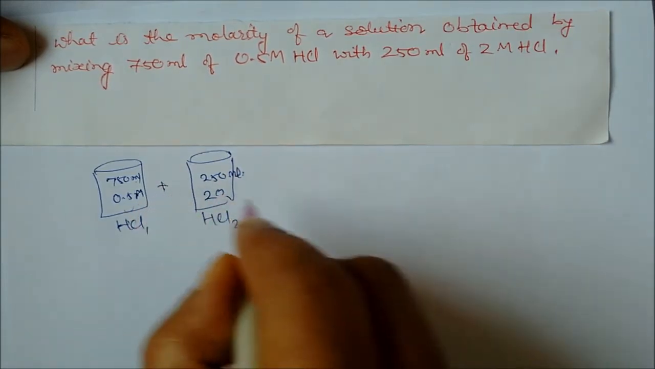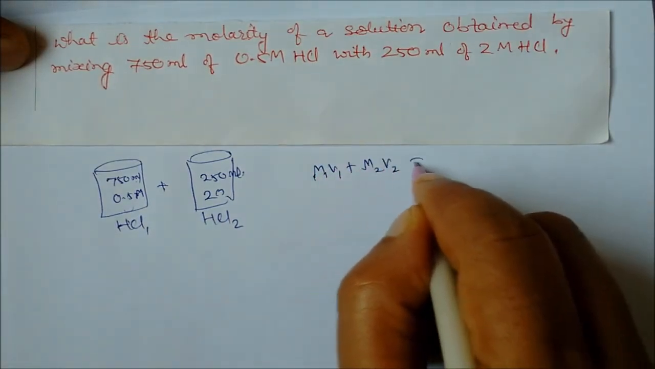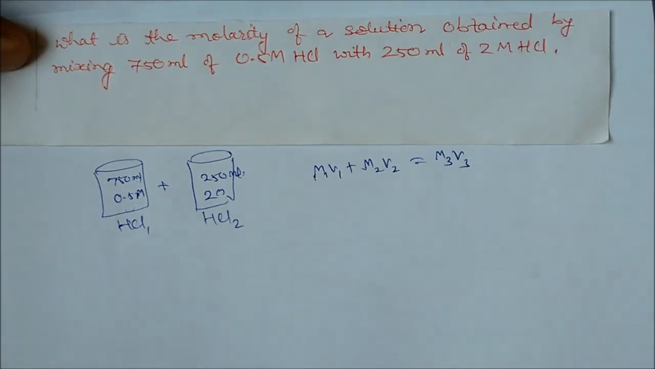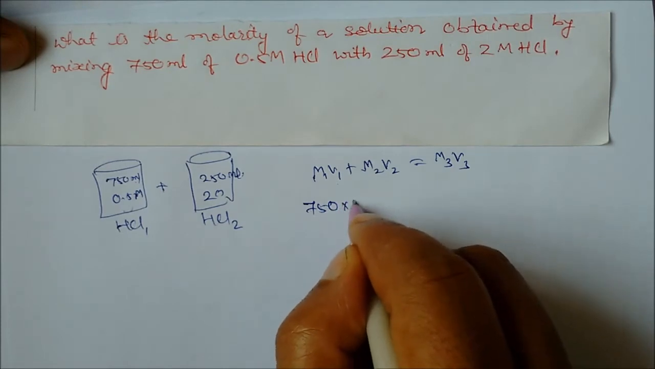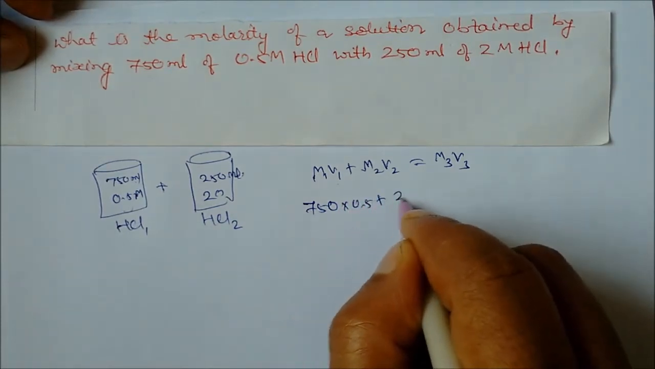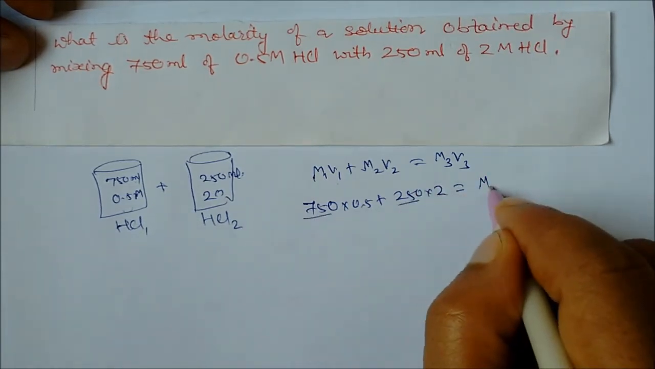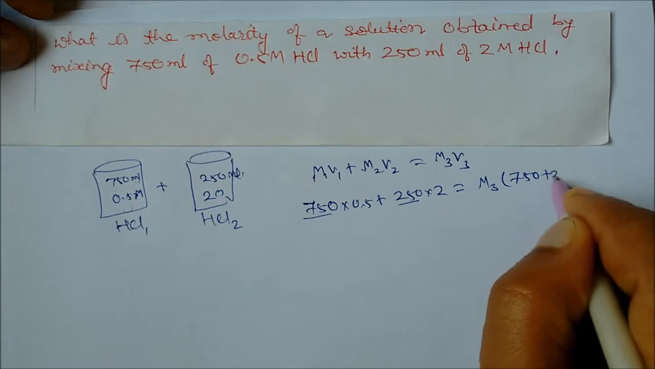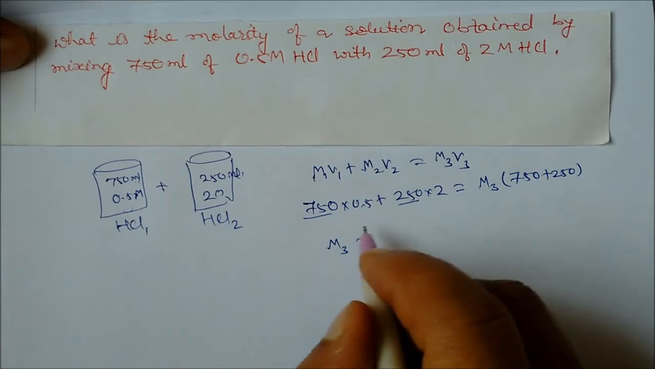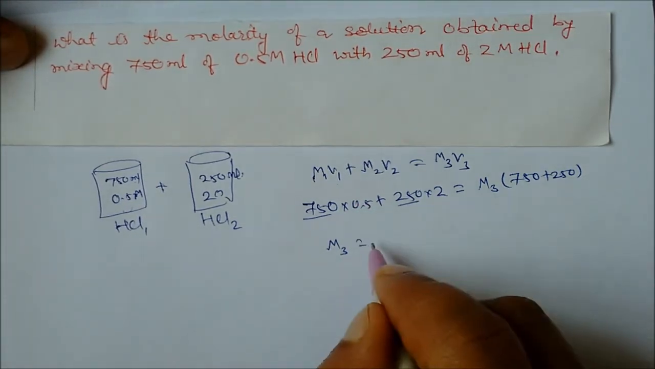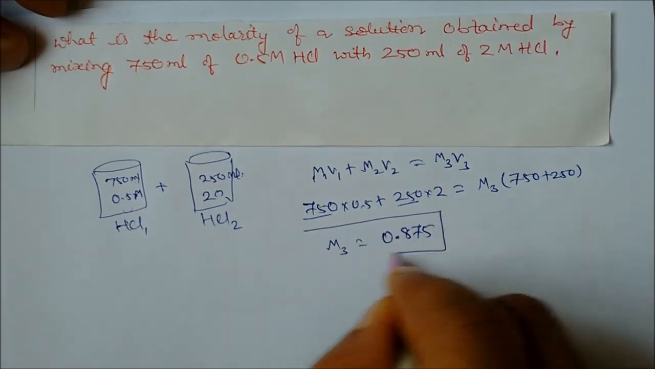So on mixing together we can use M1V1 plus M2V2 is equal to M3V3. So M1V1 is 750 volume times 0.5 molarity, plus 250 volume times 2 molarity, and M3 is multiplied by the total volume, 750 plus 250. So on solving this, we get directly 0.0875 on solving these equations.